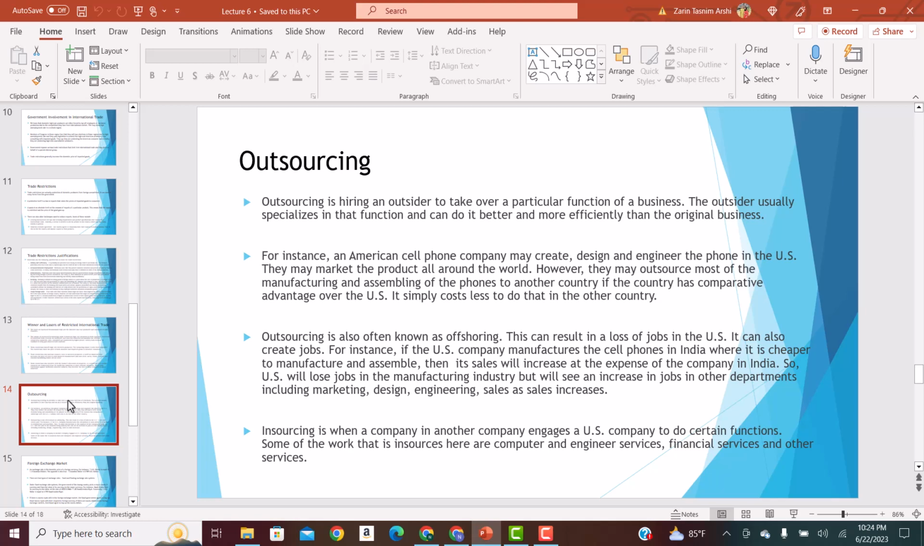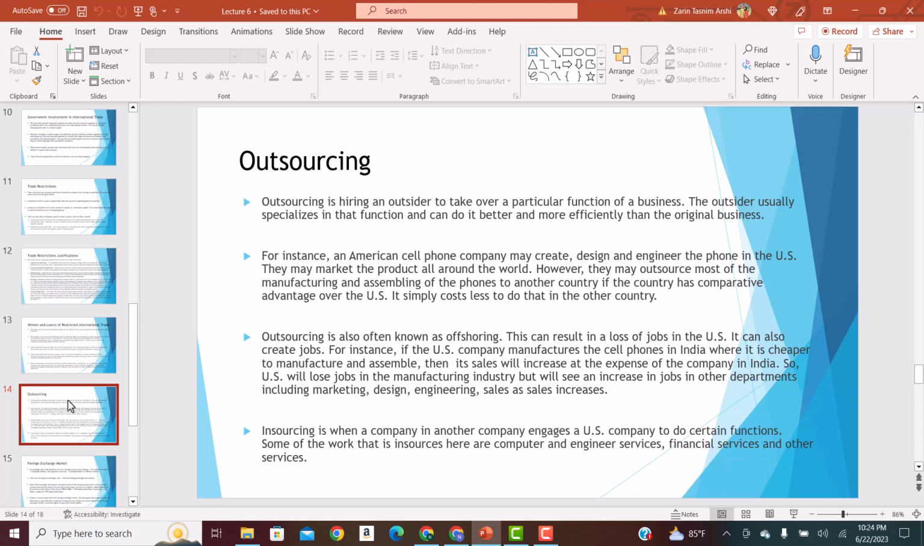Okay, the outsider or the outside country usually specializes in that function and can do it better and more efficiently than our own country. Again, for instance, an American cell phone company may do the design, engineering, and assembly of the phone in the US, and they can market the product all around the world. However, they can push the call center or the manufacturing to other countries where it is cheaper. In that way, the business can save money, and it also costs less to do that in other countries. Outsourcing is also often known as offshoring.